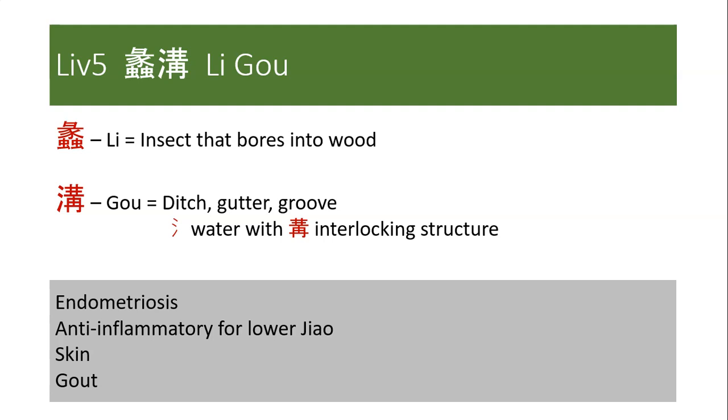Liver 5 is also considered a very good anti-inflammatory point for the lower jiao, often with spleen 5. So things like PID, etc., etc. It's a very good point for skin, itchy or oozy skin, and it is also the point of choice for gout.